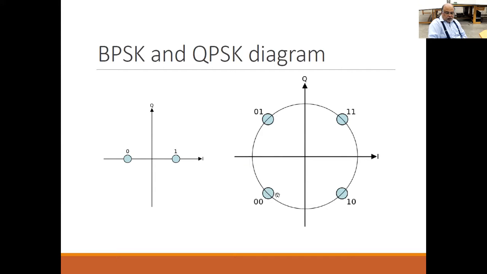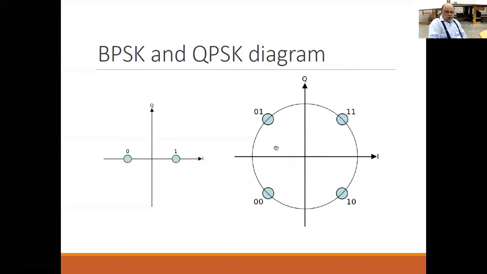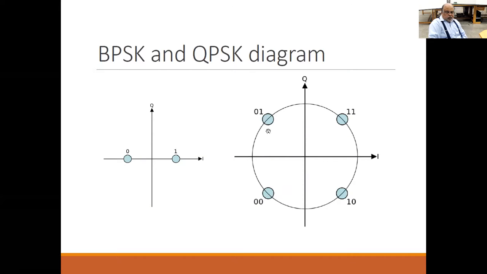If it was 200 and... what does it come to, Roshan? 225. So by measuring this angle you could tell what bit stream this signal is carrying.